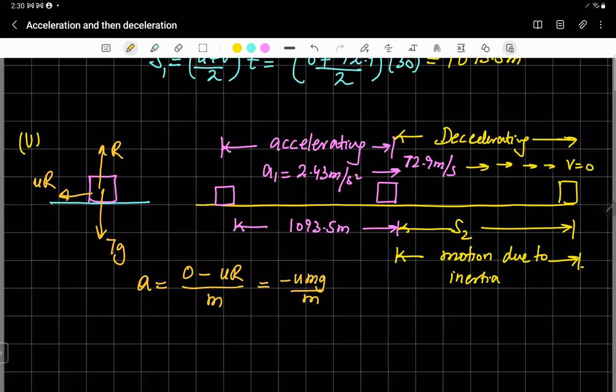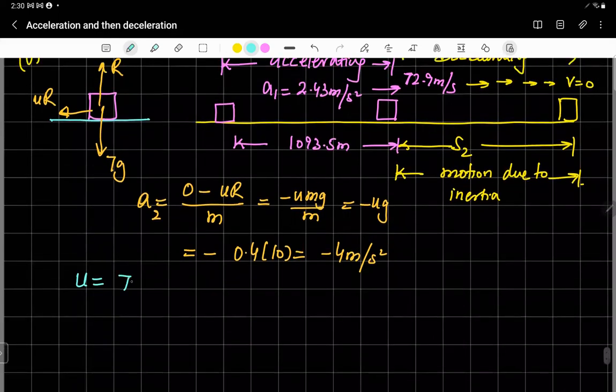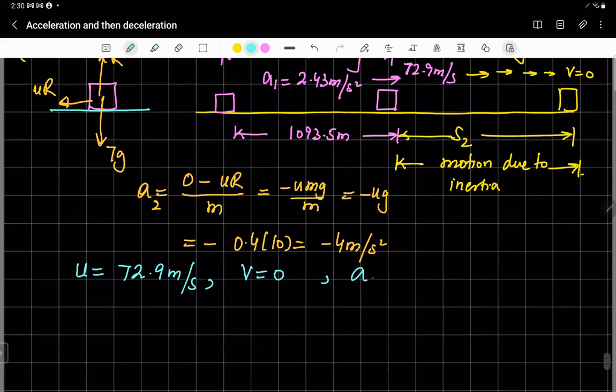minus mu mg over m, minus mu g, and the value of mu is 0.4, the value of g is 10. So it's minus 4 meter per second square, and I will call it A2, the acceleration of stage 2. Now, in this stage, the final velocity of the previous stage becomes the initial velocity of this stage, and the final velocity now is 0, and the deceleration is minus 4 meter per second square.